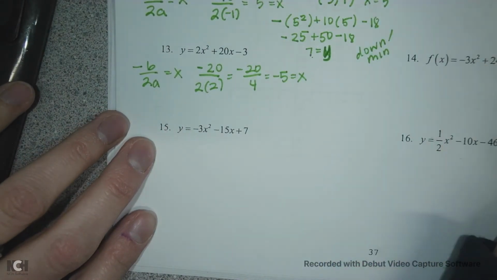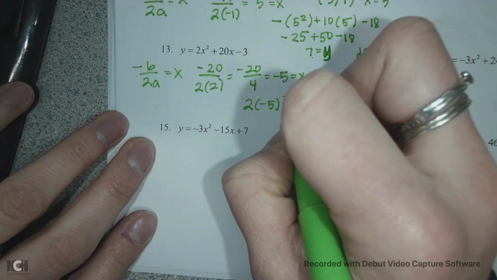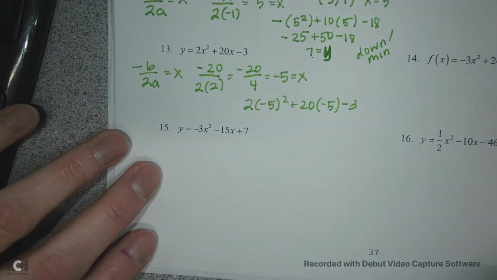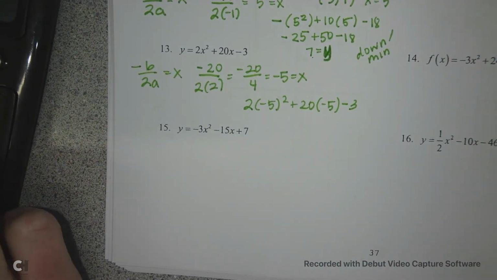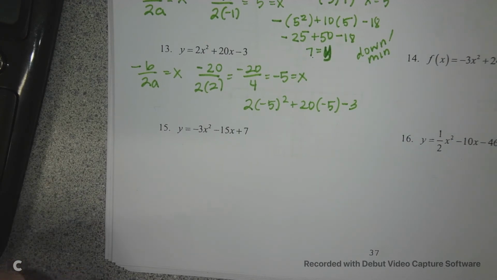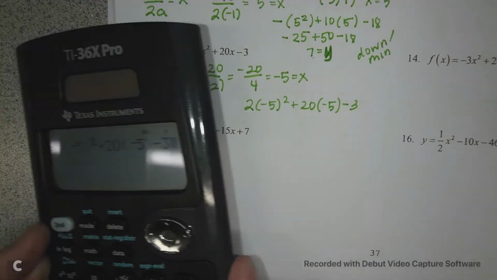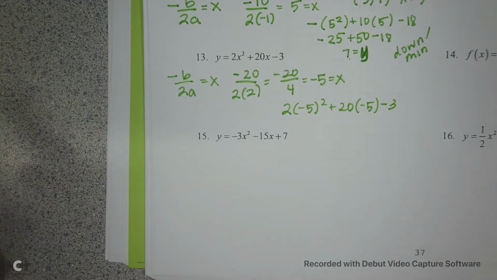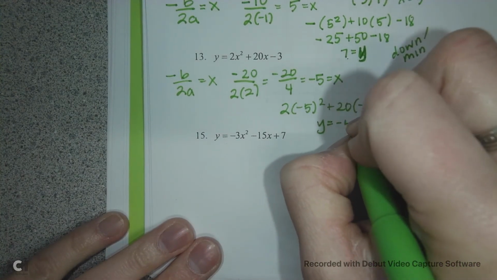I'm going to take my x value and plug it in where my x is. So I have 2 times negative 5 squared plus 20 times negative 5 minus 3. Okay, so I'm just going to type that whole business in the calculator. 2 times negative 5 squared plus 20 times negative 5 minus 3. So I just typed it all in. And I get negative 53. Okay, and that's my y value.